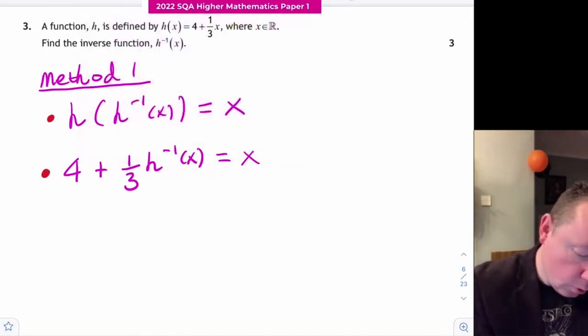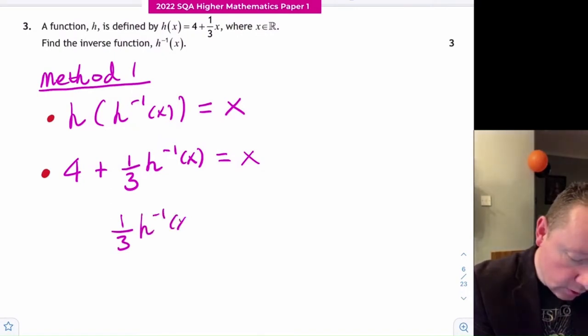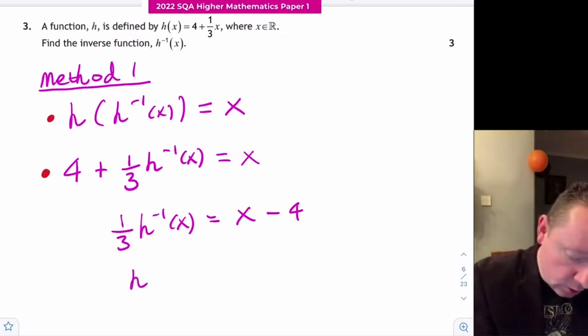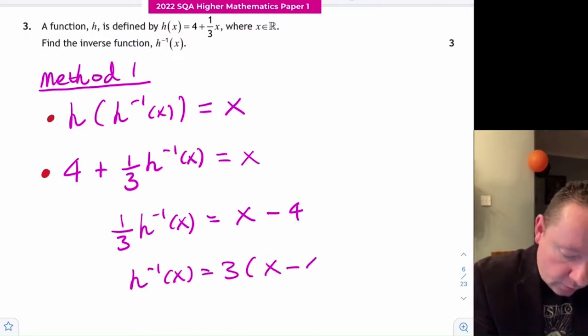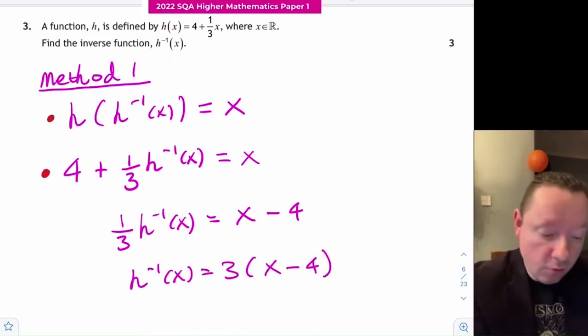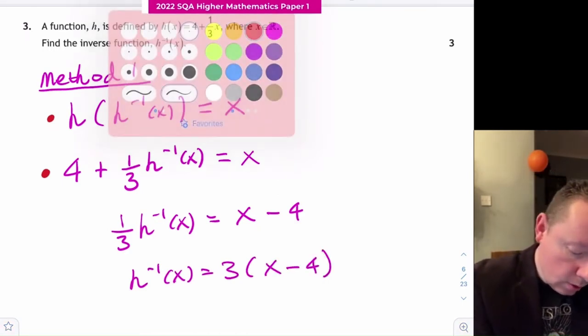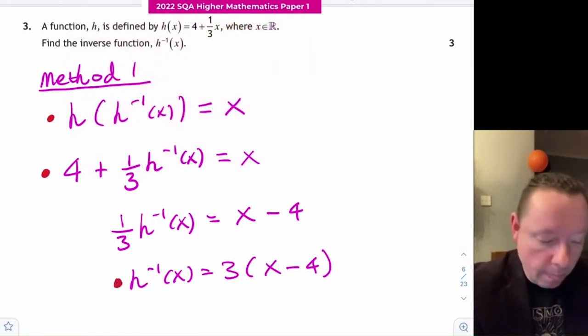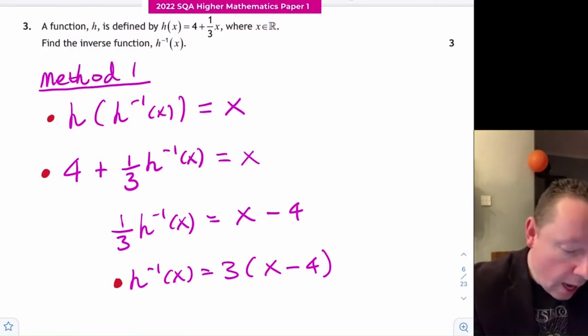So we've got 1/3 of the inverse function equals x, take away 4, times by 3, then the inverse function equals 3 times the whole of x minus 4. And we can leave it in that form to get your final mark, or you could have gone on and expanded the brackets, but there's no need to do that. So there's your first method. And let's go through method 2 for the same question.